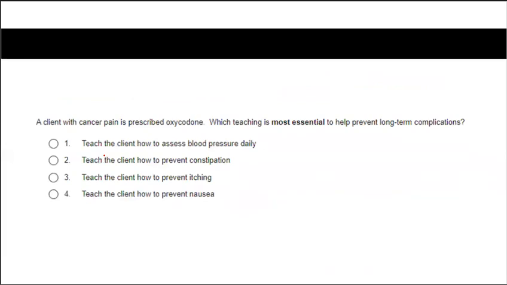The client with cancer pain is prescribed oxycodone. Which teaching is most essential to help prevent long-term complications? Again, we already said constipation is one side effect you can see with opioid medication. So number 2, I'll need to teach the client how to prevent constipation. So again, we said sedation, slowed breathing, they can develop dependence, tolerance, and addiction. We also said you will see constipation, nausea, vomiting, all are side effects of our opioid medication.